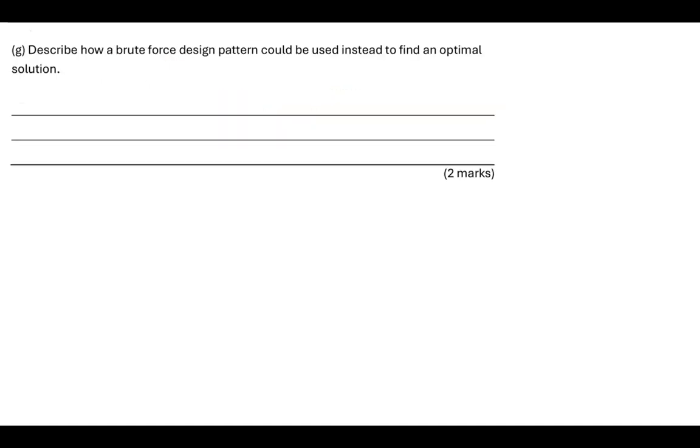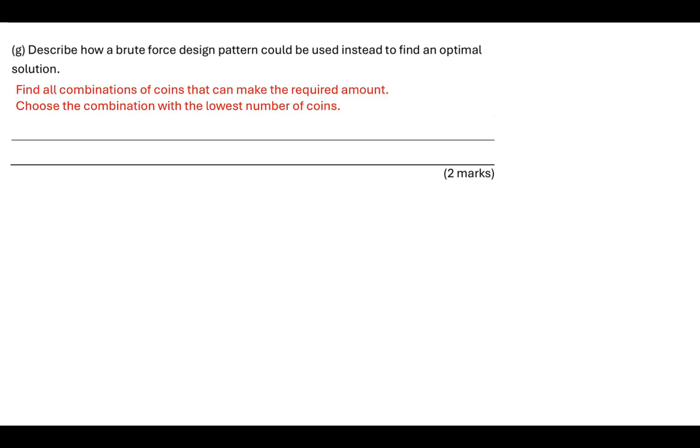Finally, I'd be looking for 2 marks. I'd be looking for these 2 things: find all combinations of coins that can make the amount required. That bit's kind of obvious, and then choose the combination with the lowest number of coins. If it was more marks, I'd want to go into a little bit more detail about how to choose those combinations. So we would be successively adding each coin, maybe do a tree or something like that to choose the number of coins to make that combination. But for 2 marks, this would probably have been enough.